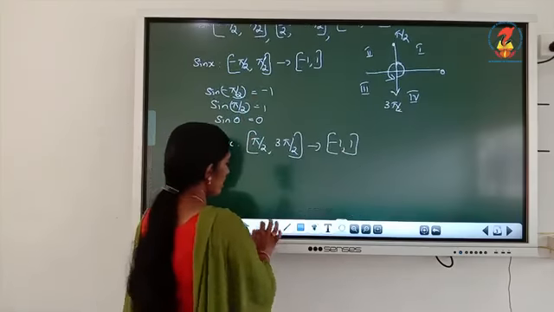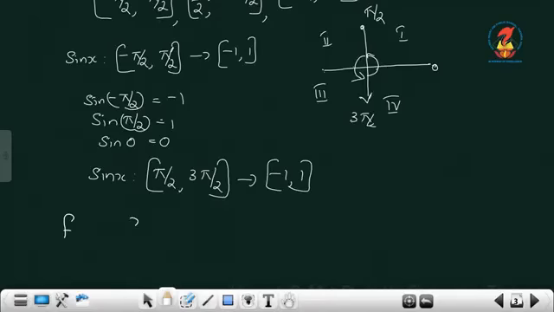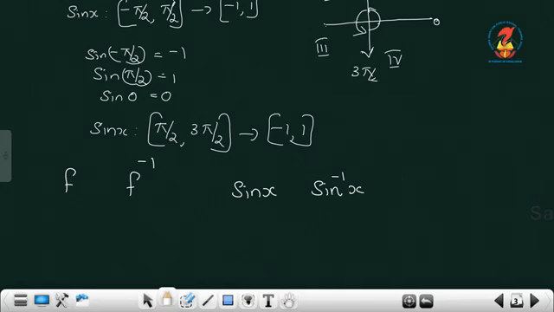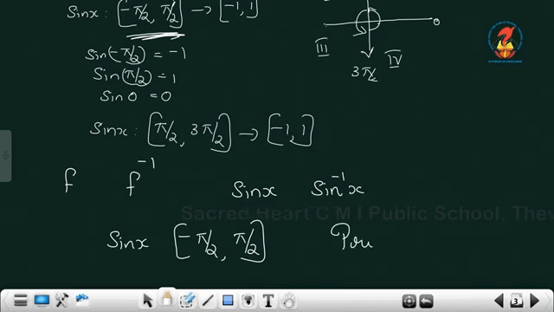What is the notation? If f is a function, its inverse is denoted as f inverse. Similarly, the function is sin x, the inverse is sine inverse x. So corresponding to each sub-interval, we get a branch of function sine inverse x. But we say that the branch with the range minus pi by 2 to pi by 2 is known as the principal branch. Okay, understood children?